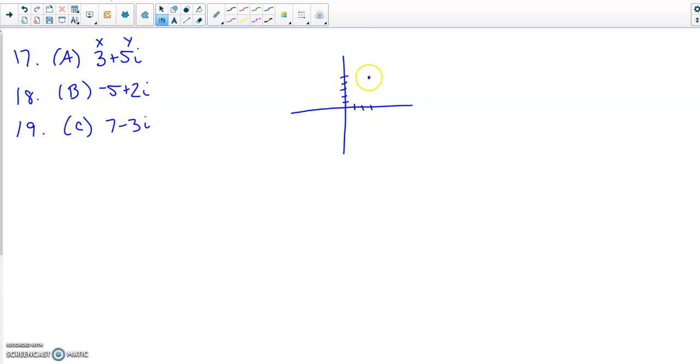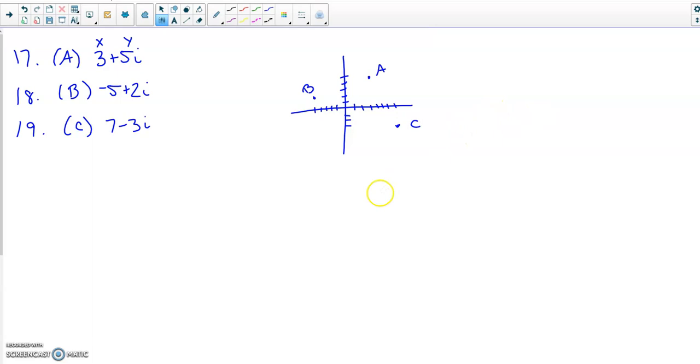So here is where A would be. Okay? And then 1, 2, 3, 4, 5. 1, 2. Here's where B is. Okay? And then 7, -3. 3, 4, 5, 6, 7. 1, 2, 3. And there is your C value.